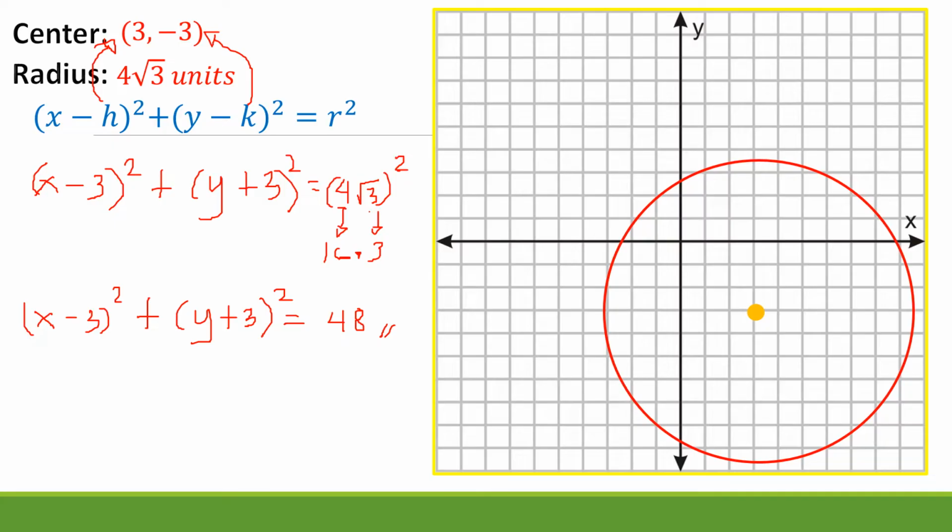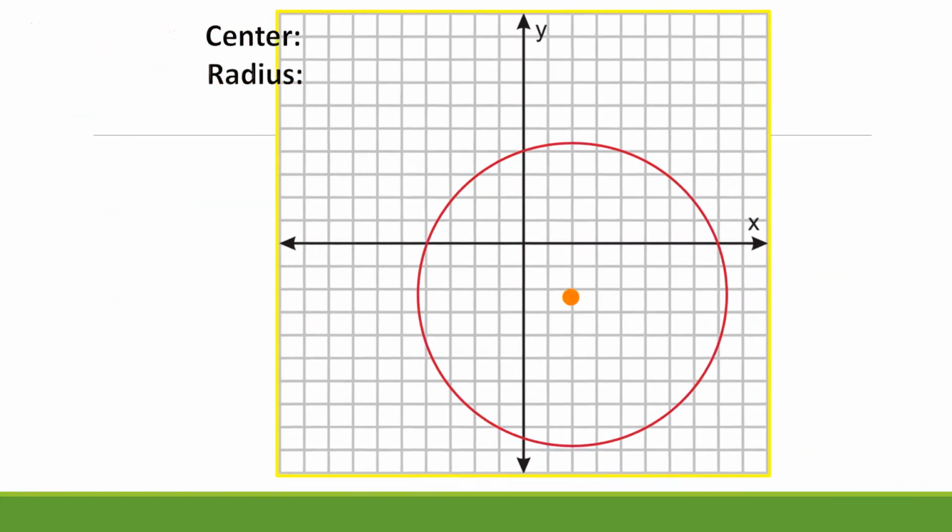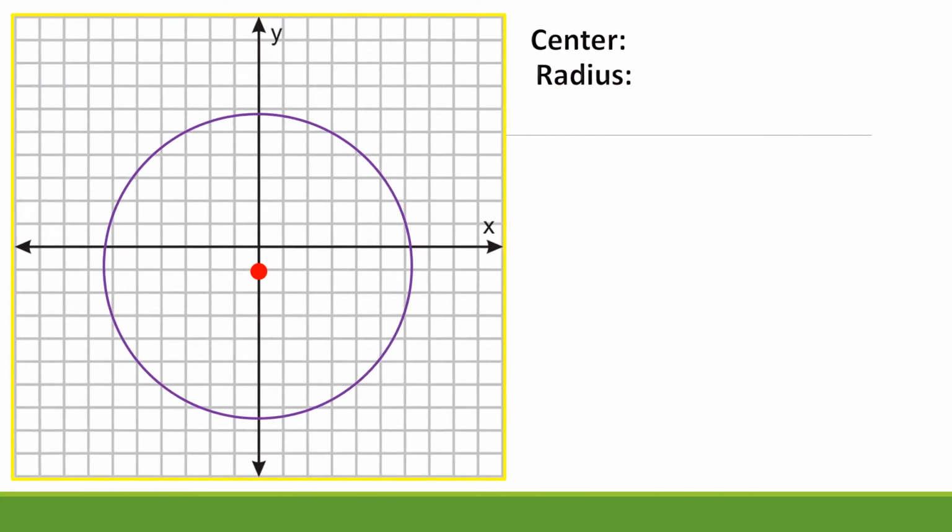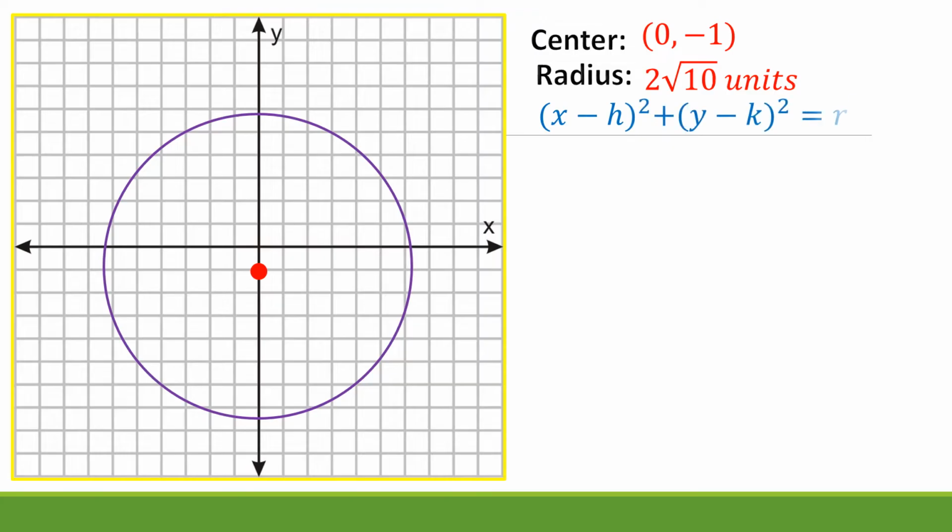Let's have example number 3. Last example in writing the data into standard form. So here in our figure, our circle has a center of (0, −1) with a radius of 2√10 units. So let us now transform this data, or put this data into standard form of the equation. So first, we do have the abscissa.